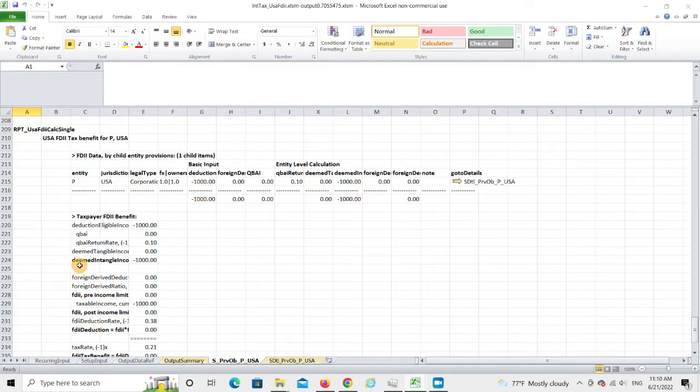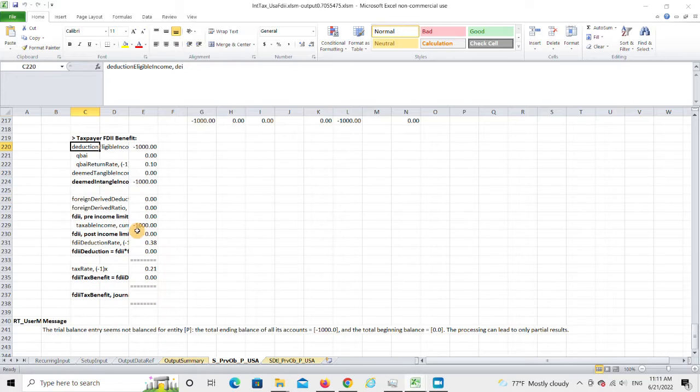So first, it calculates the deemed intangible income. The deduction eligible income is 1,000. We don't have any fixed assets, so it's 0. There's no depreciable intangible assets. And the return on it is assumed to be 10%, as specified by the IRS. So the deemed tangible income is not there. So taking the tangible income out, the rest would be the deemed intangible income, which is 1,000. So we do have an intangible income.